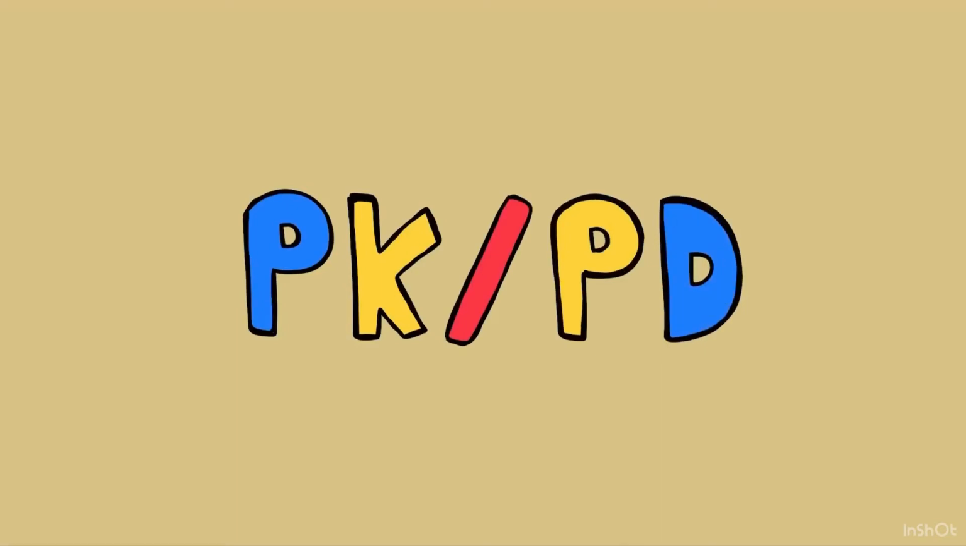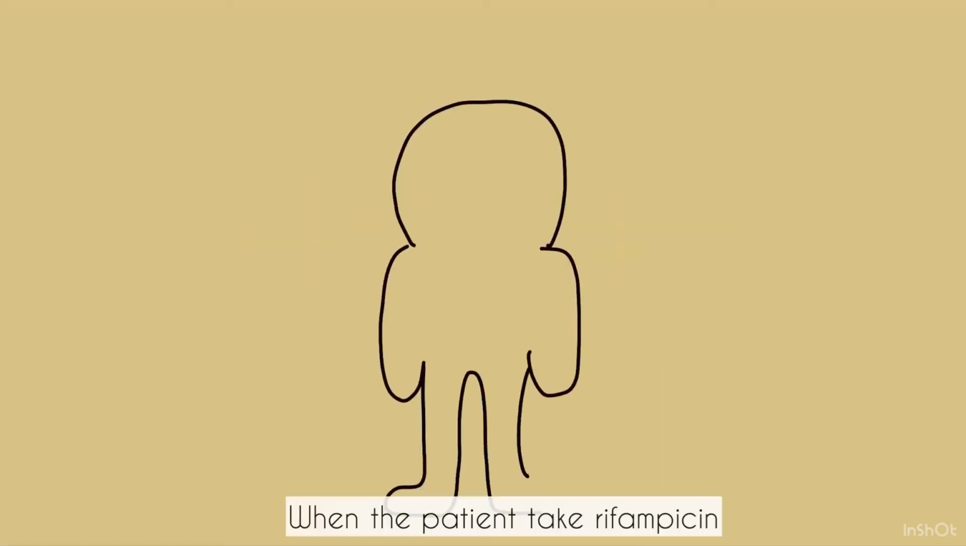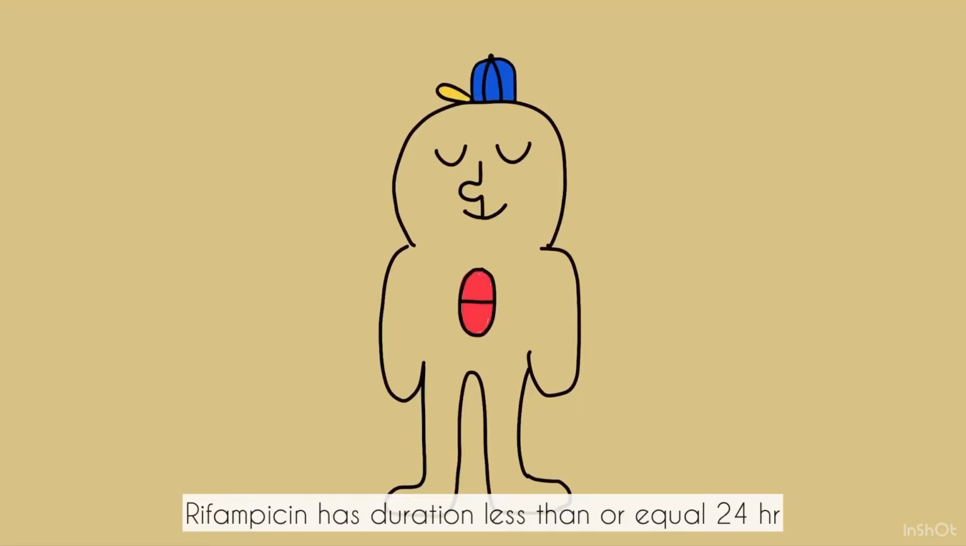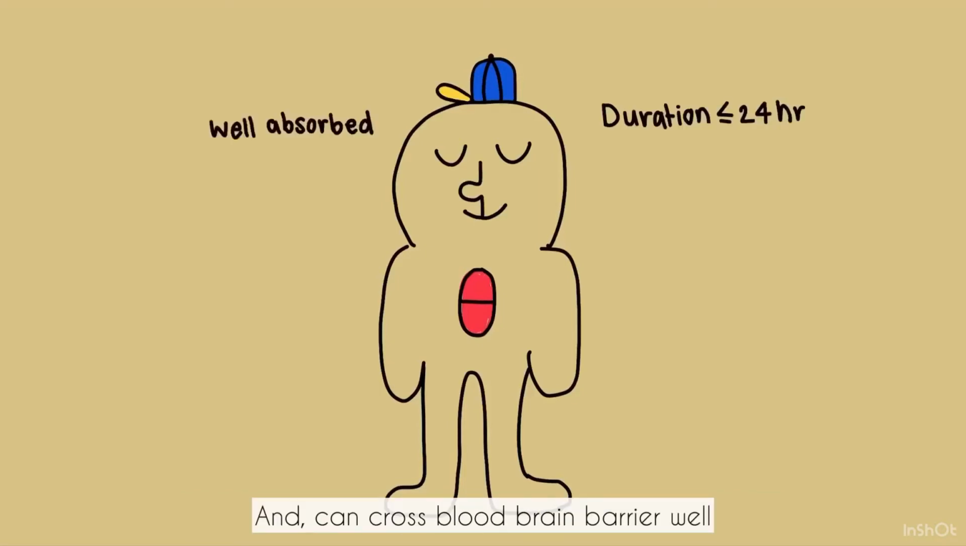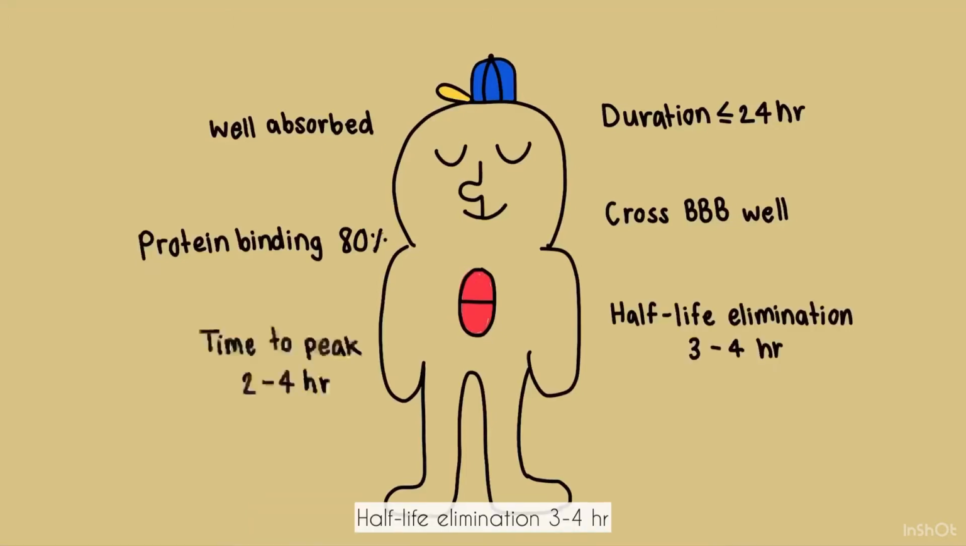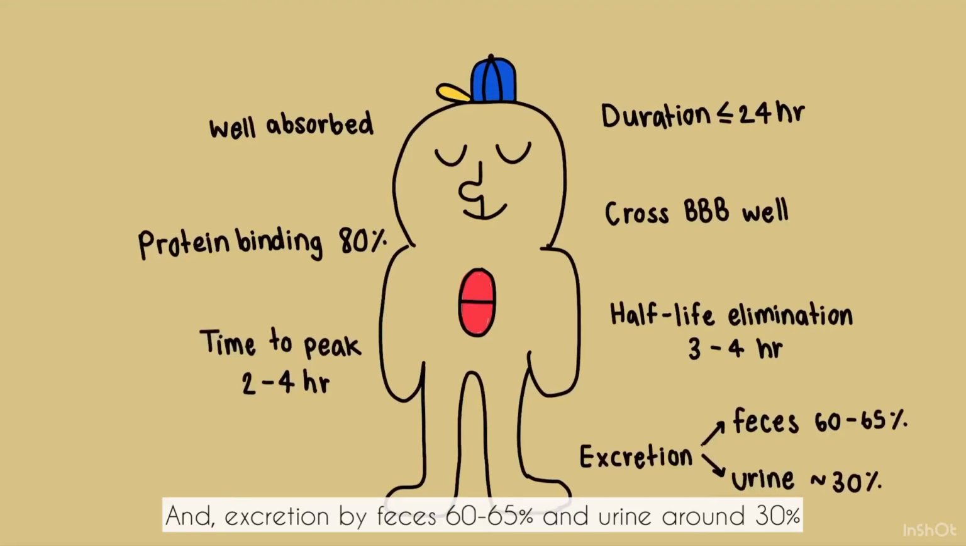For the pharmacokinetics and pharmacodynamics, when the patient takes rifampicin, it has a duration of less than or equal to 24 hours, is well absorbed, and can cross the blood-brain barrier well. Protein binding is 80%, half-life of elimination is 3 to 4 hours, time to peak is 2 to 4 hours, and excretion is through feces 60 to 65% and urine around 30%.